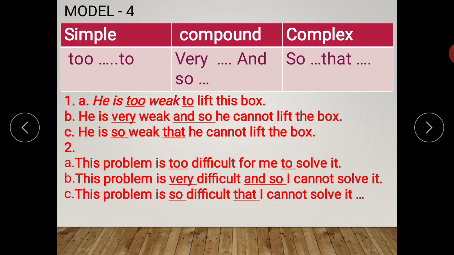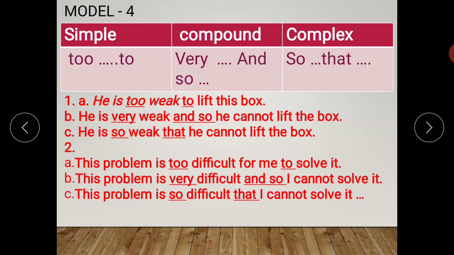Okay, that he cannot lift the box is a subordinate clause. This group of words is a clause, a subordinate clause, and it cannot stand on its own. It is a dependent clause, so it has to depend on the main clause, he is so weak. So hope you understand. Okay, look at the second example.